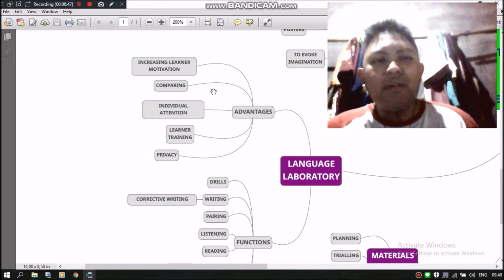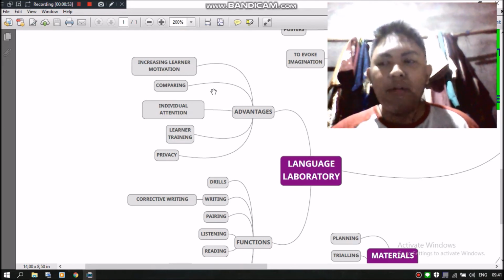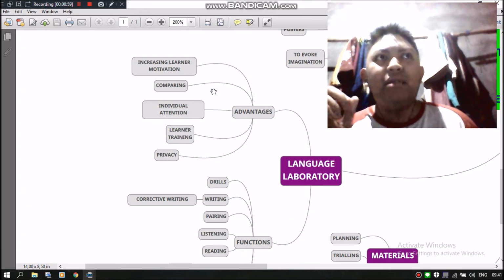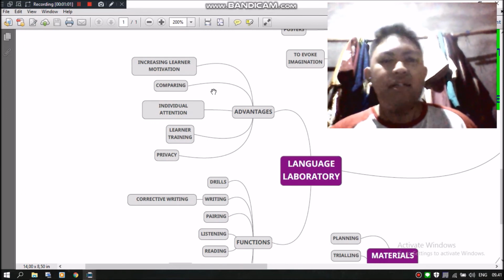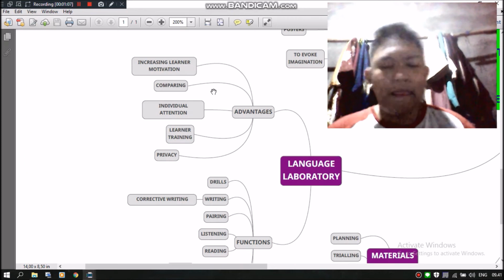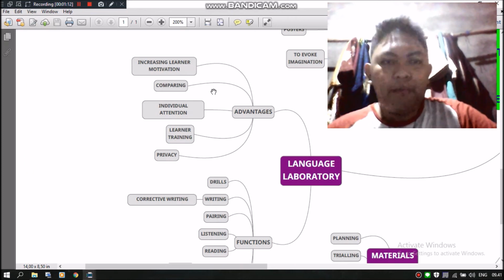And we can also, as a teacher, use the language laboratory to compare students to one another, because from the main console we can hear, for example, two students speaking the same text, and we can compare them to each other. There's a lot you can do on the main console as a teacher.